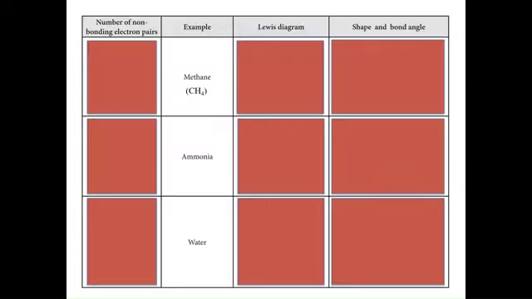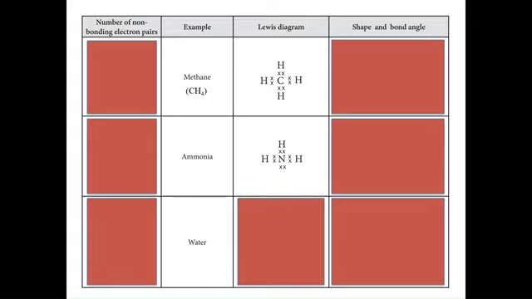Let's look at a few examples together and walk through the process of how we draw these VSEPR shapes and then identify their VSEPR names. The examples I have here are methane, ammonia, and water. The first thing we need to do is draw the Lewis structure. So that is the Lewis diagram for methane. That is the one for ammonia, and that's for water.